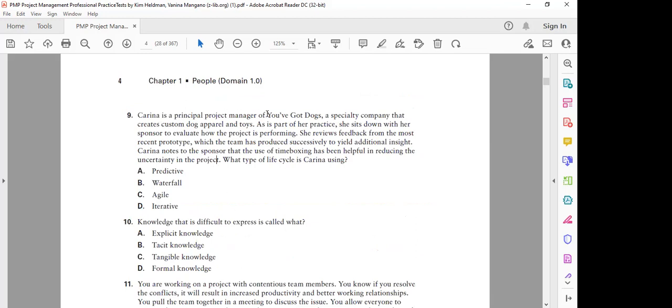Next question. Karina is a PM, a principal PM at a specialty company that creates custom things. As part of a practice, she sits down with her sponsor to evaluate how a project is performing. She reviews feedback from the most recent prototype, which the team has produced successively to yield additional insight. She notes to the sponsor that the use of time boxing has been helpful in reducing the uncertainty in the project. Which one is the time box approach?